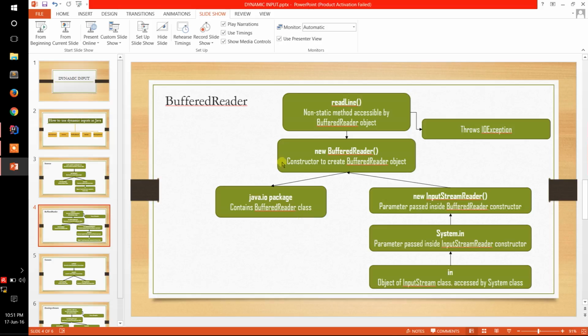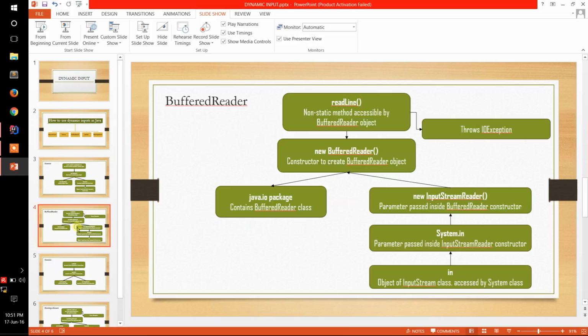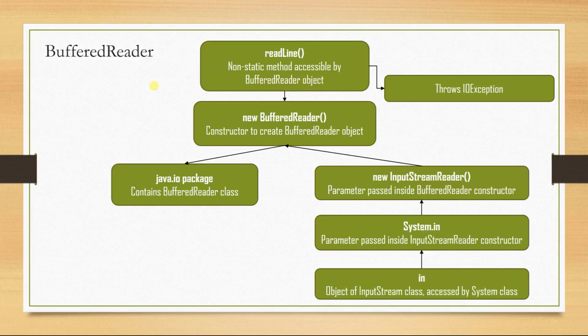In this video we'll be continuing with the remaining three types, that is the BufferedReader, Console and DataInputStream. So this is the structure for BufferedReader. Here the method is readLine, a non-static method similar to the next that we used in the Scanner class. It's present inside the BufferedReader class and accessed by the BufferedReader object. However, it throws an exception, specifically IOException. What is an exception? It is an error that can be handled. We'll be studying exceptions in detail in later videos, but for the time being, just note it down.